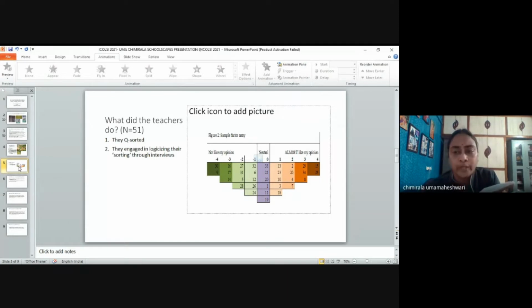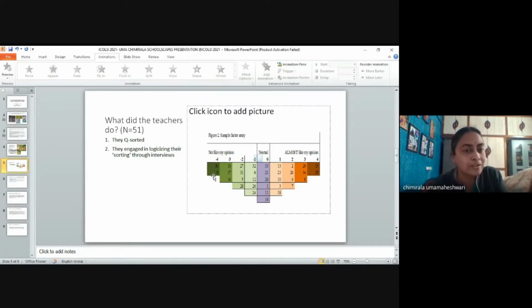Is it like your opinion or is it not like your opinion? Are you neutral about it? So they go on to sort. What you're seeing in the image over here, under -4 you have 30 and 9. It means that statement 30, this particular teacher has put it under -4, which means that it is not at all strongly not at all like their opinion. A similar thing on the other end, you have statement 15, where the teacher is saying, okay, this statement is more like my opinion.